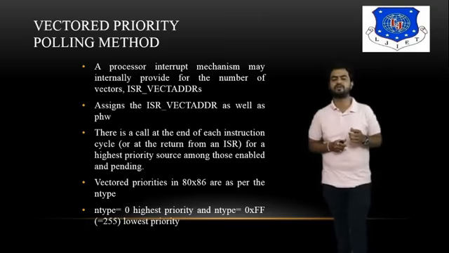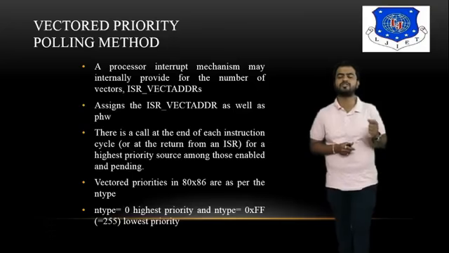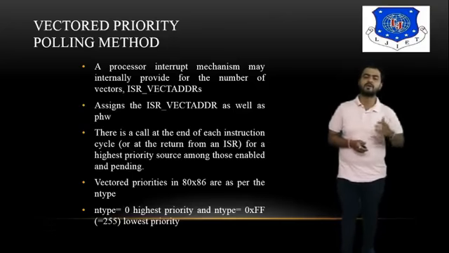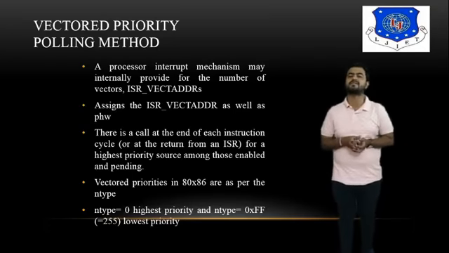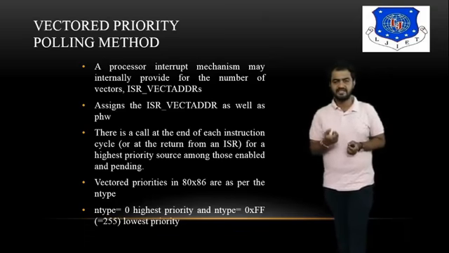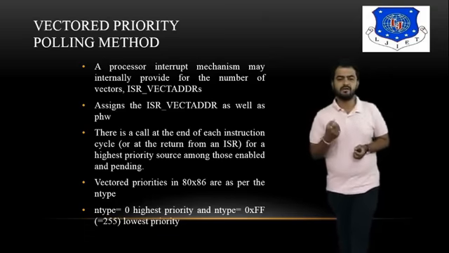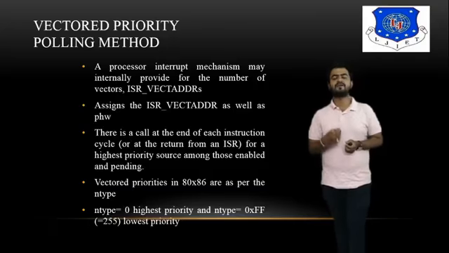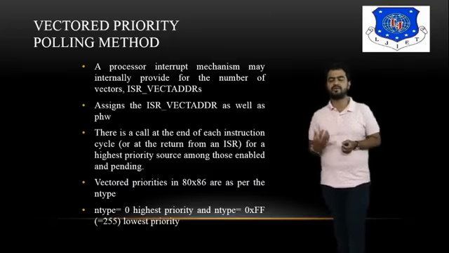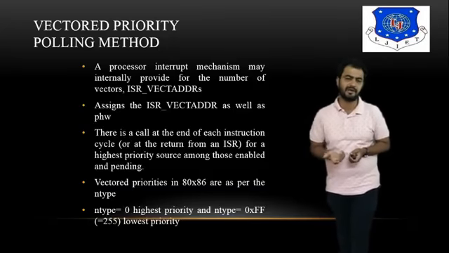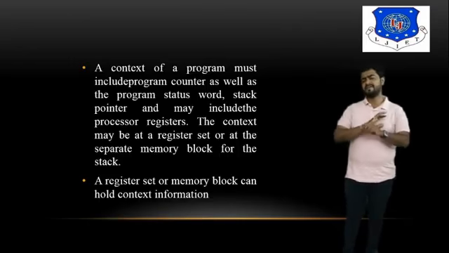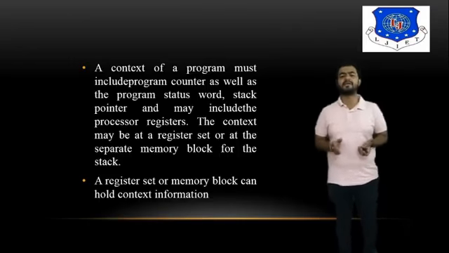So n equal to 0 is the highest priority, and n equal to 0xFF is assigning the lowest priority. Basically, when we're talking about the vector, we have to take two addresses. So we are taking 2 bytes, 16 bits, right? So basically, it's assigning a vector. And similarly, for n equal to 0, it's assigning the highest priority, and n equal to 0xFF, it's assigning the lowest priority. So here we discussed different types of priority in terms of the interrupt mechanism.